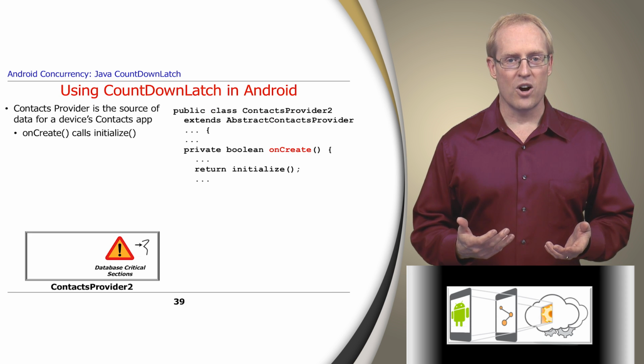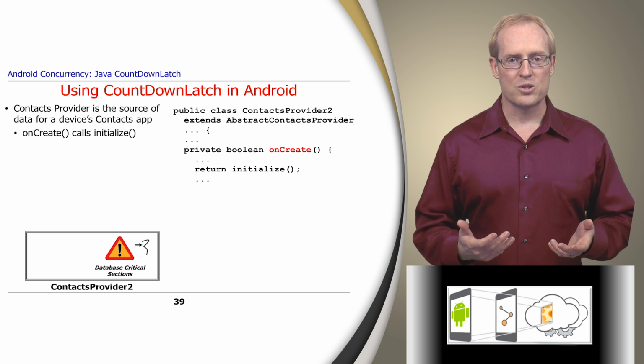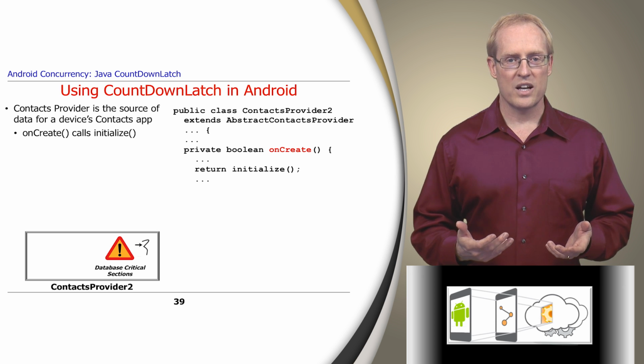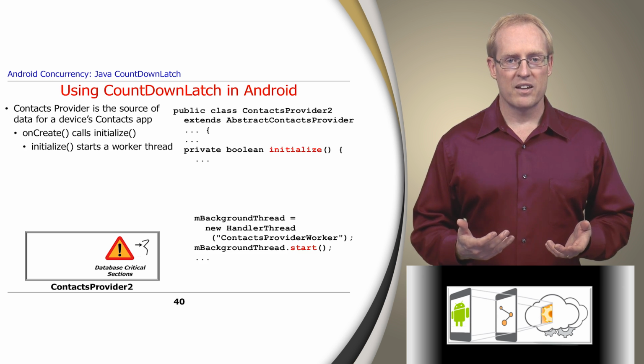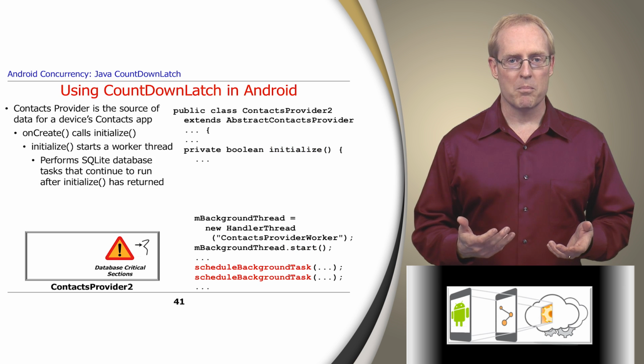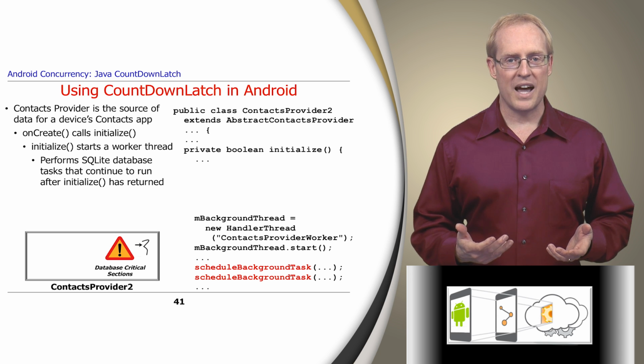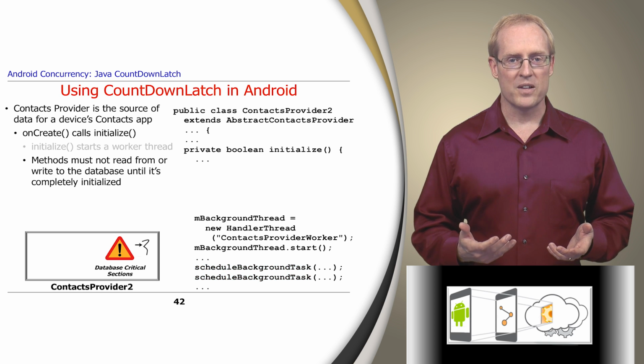The contacts provider onCreateEntryPoint method calls its internal initialize method. Initialize starts a background thread that initializes the SQLite database by importing the legacy contacts, updating accounts, locale, and search information, etc. These time-consuming tasks continue to run concurrently even after initialize and onCreate have returned. So contacts provider methods, such as query and insert, must not be allowed to read from or write to the database, since its state will be inconsistent until the background initialization tasks finish.